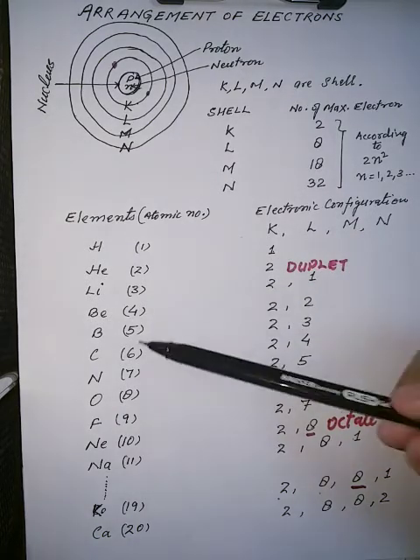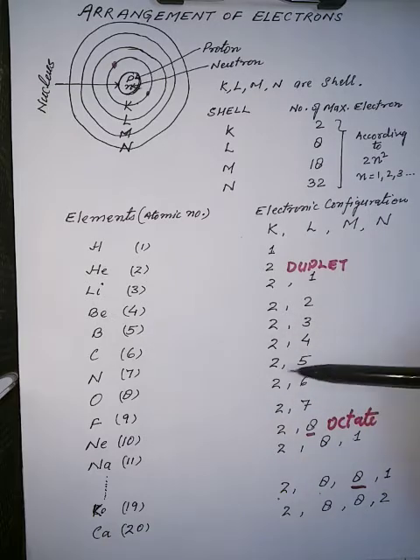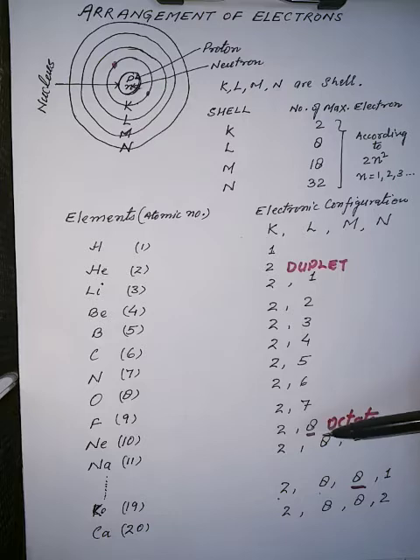Lithium 3 is 2,1, beryllium 4 is 2,2, boron is 2,3, carbon 2,4, nitrogen 2,5, oxygen 2,6, fluorine 2,7, neon 2,8. In the case of neon, 2,8, there is no electron in the third shell and the outermost shell is the second shell that contains 8 electrons. We can say the octet is complete.